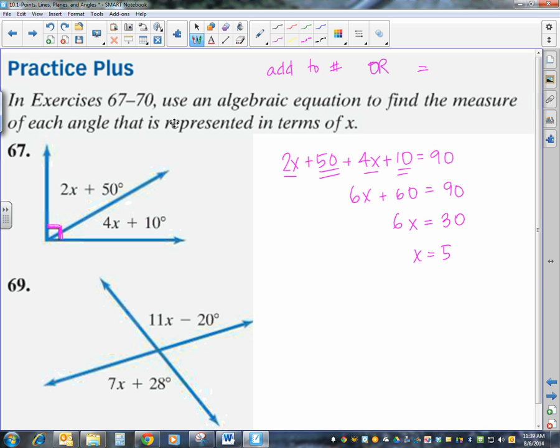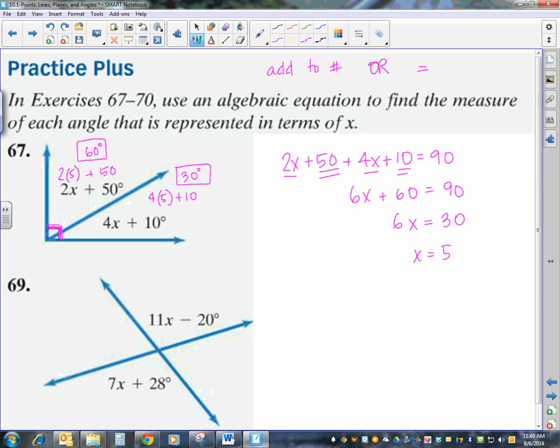Find the measure of each angle that is represented in terms of x. So, however you wish to look at this, if you want to say 4 times 5 plus 10, that's 20 plus 10. So this one is 30 degrees. And you can put it in here again. 2 times 5 plus 50. 10 plus 50 is 60 degrees. And you can check your answer and see that 60 plus 30 equals 90, which is what it was supposed to be.